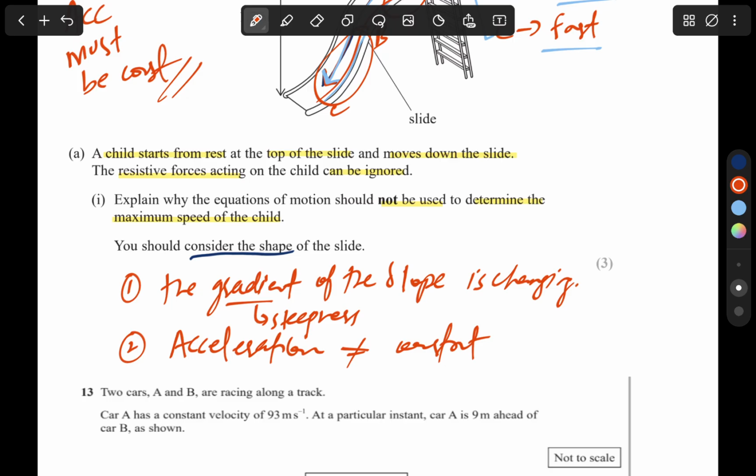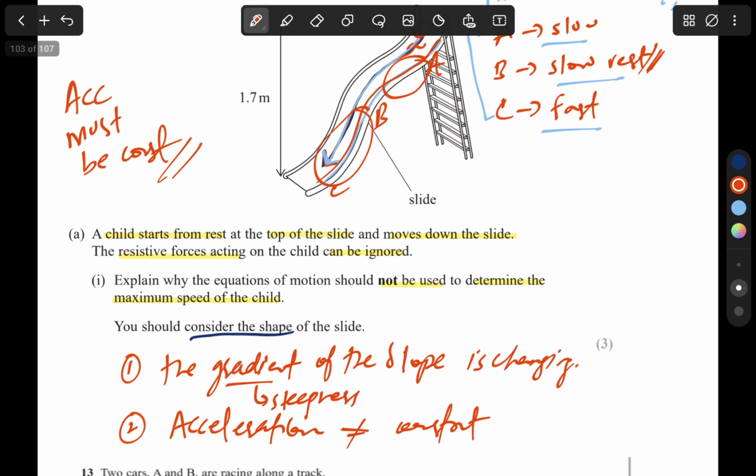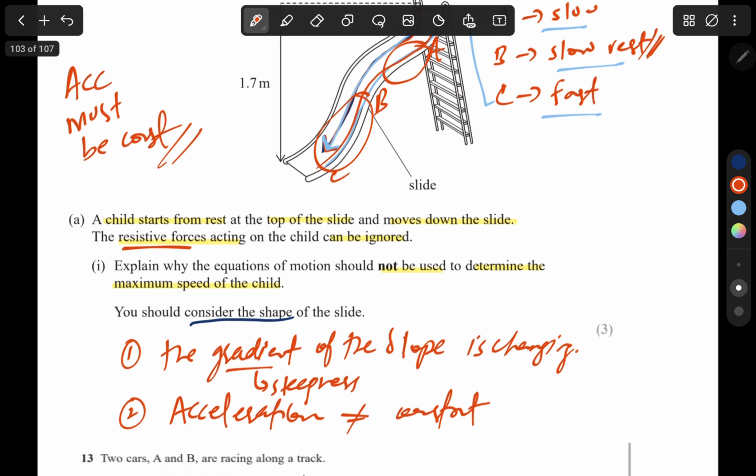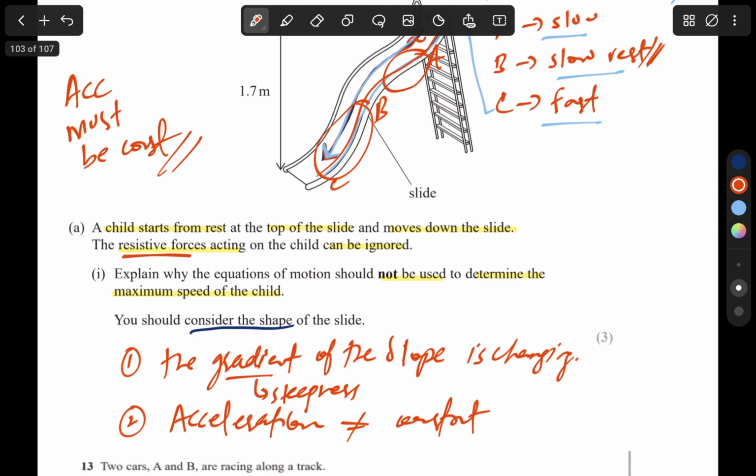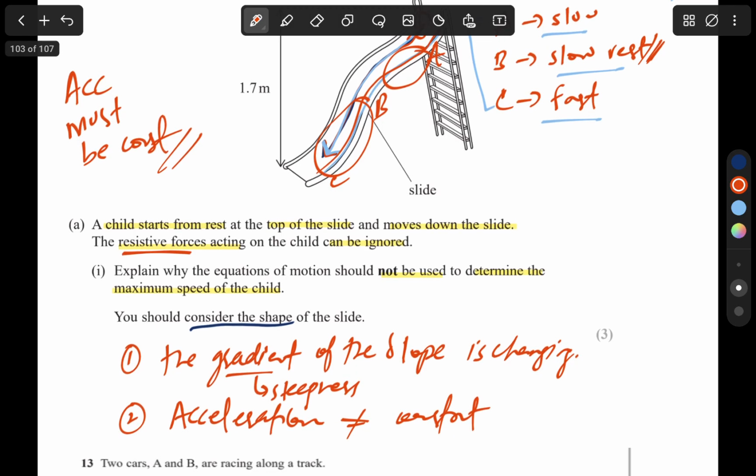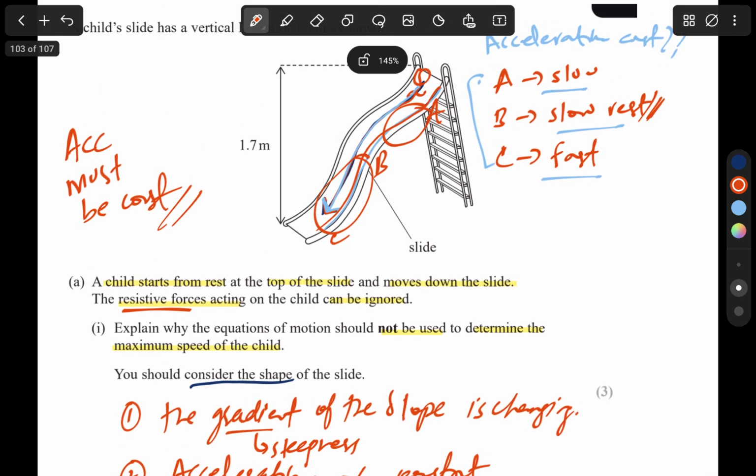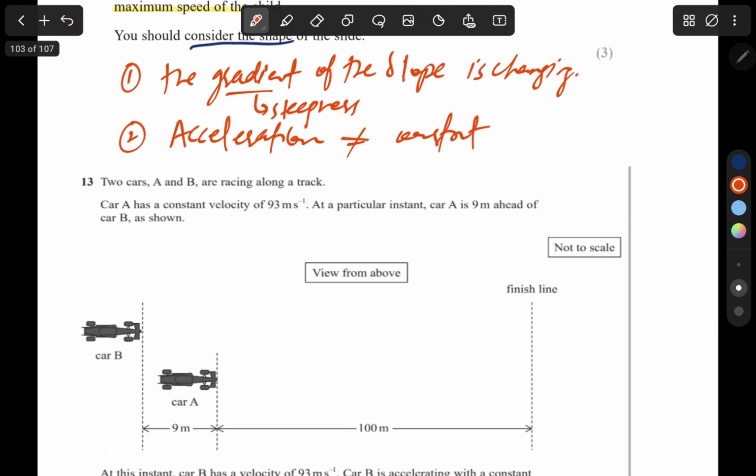Now in some papers, they will sometimes say that there are resistive forces acting. This time they've ignored it, but maybe they'll say resistive forces are there, or maybe they won't even talk about resistive forces, they will just say the boy is falling down, and ask if we can use the equations or not. At that time you can use resistive forces as an answer, but here we can't because they have ignored it.